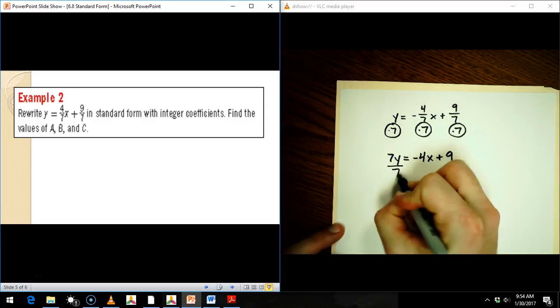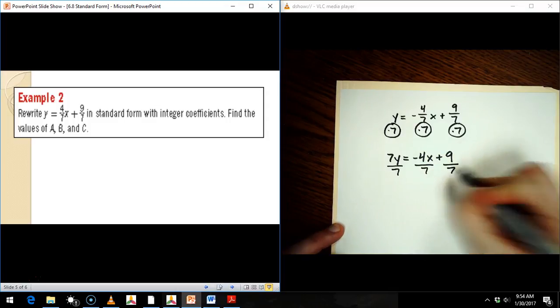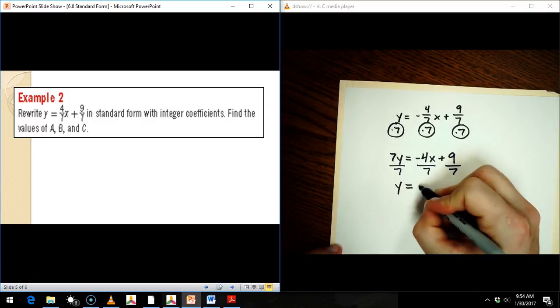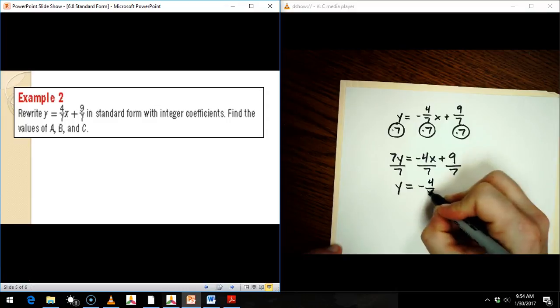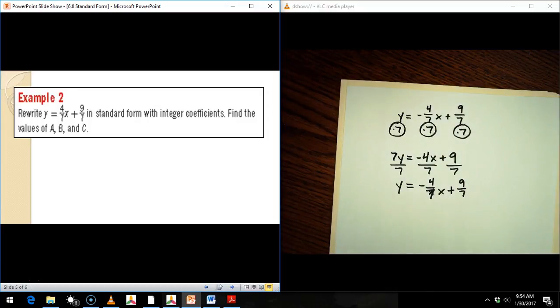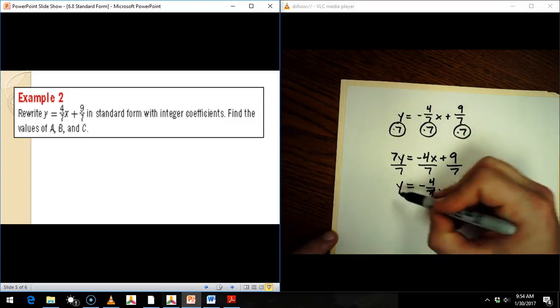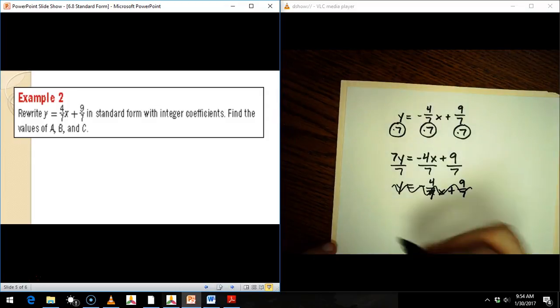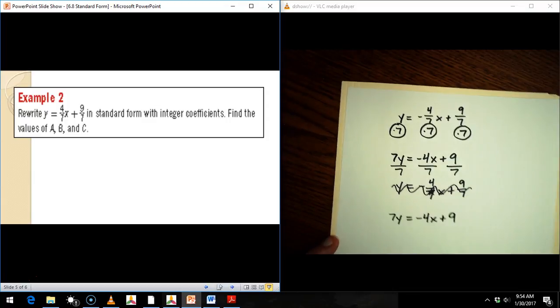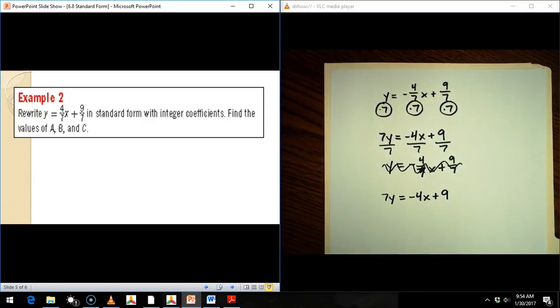I'm going to divide everything by 7. So I have y equals negative 4x plus 9/7. And that gets me right back to slope-intercept form. Well, this example is not saying take the integers and put it into slope-intercept form, but it wants standard form. So this is not what we want to do right here. What we have is 7y equals negative 4x plus 9. We want it in standard form.